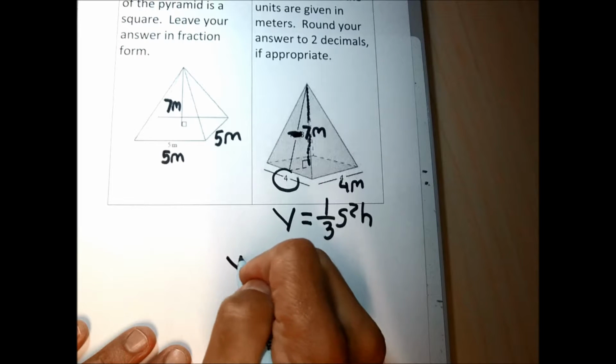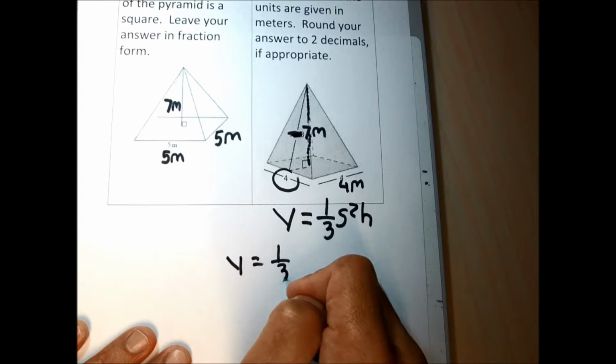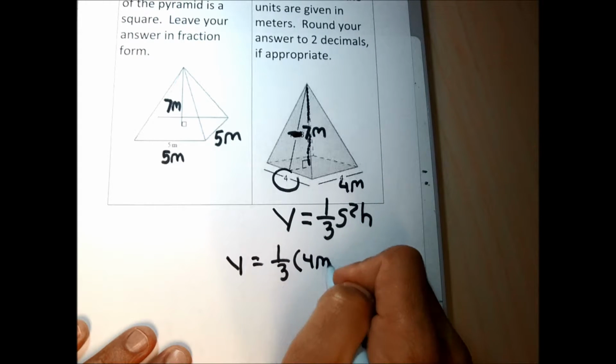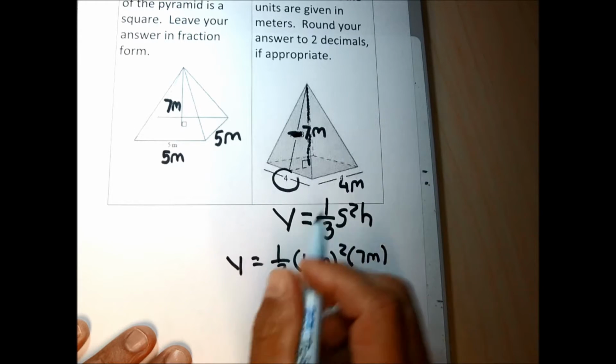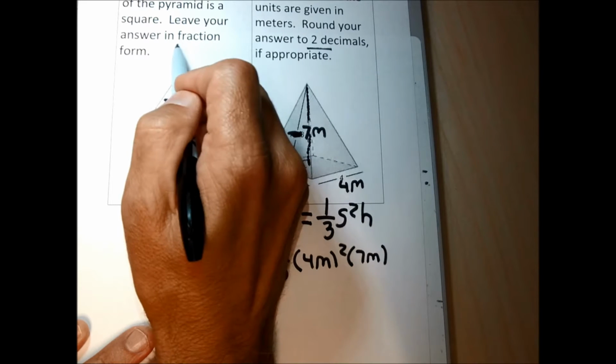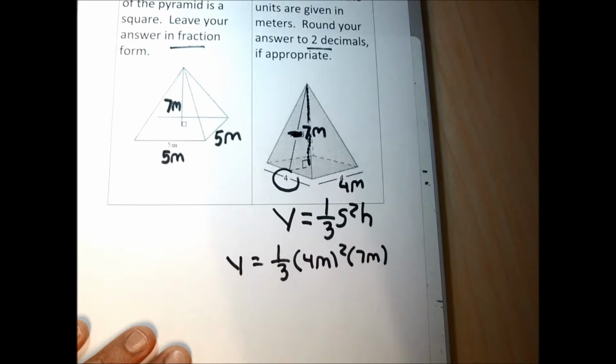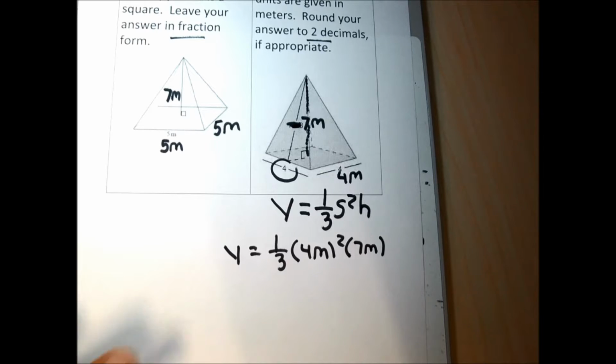So for my volume, I'm going to write 1/3 times 4 meters squared times my height of 7 meters. And mine says round to 2 decimals. Yours says leave in fraction form. Why I'm inconsistent there, I don't know. I'll give mine both in fraction form and rounded to 2 decimals just so you can kind of get a vibe for what your answer might look like as a decimal.